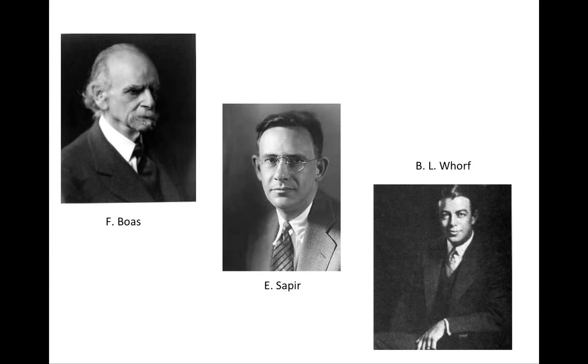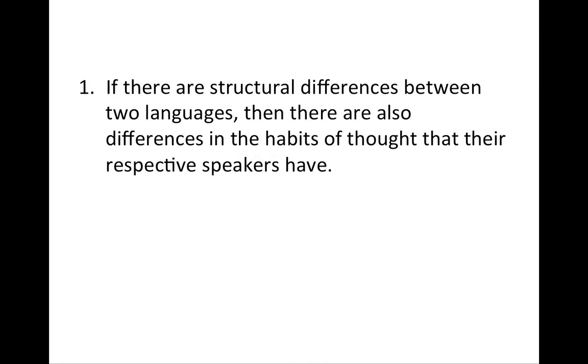First, the observation that the Native American languages were a lot more complicated than what people had assumed. Things are not as universal as we had believed. And that gave rise to two different ideas that form part of the Sapir-Whorf hypothesis. Let me first present the first of these, which is probably relatively uncontroversial. What it states is that if there are structural differences between two languages, then there are also differences in the habits of thought that their respective speakers have.